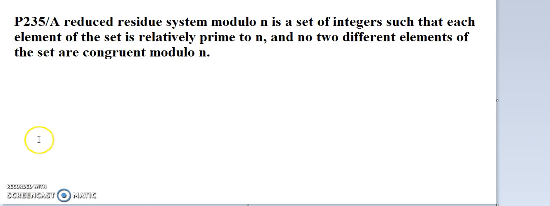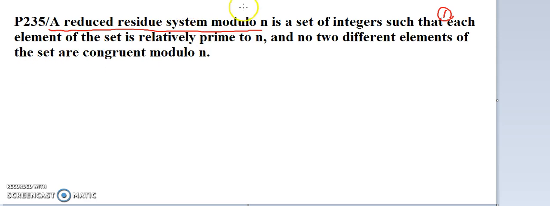A reduced residue system modulo n. This is the definition on page 235. It's a set of integers such that each element of the set is relatively prime to n. So that's the first condition. So a reduced residue system is a set of numbers.